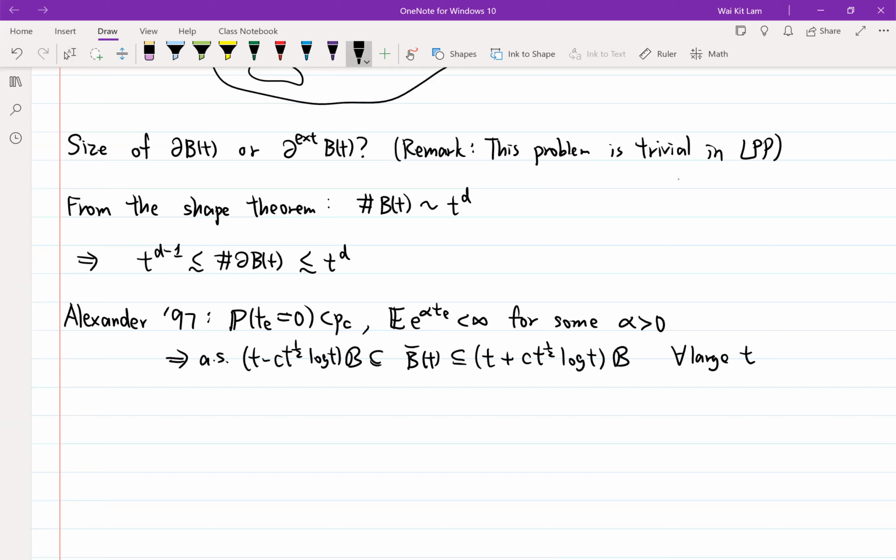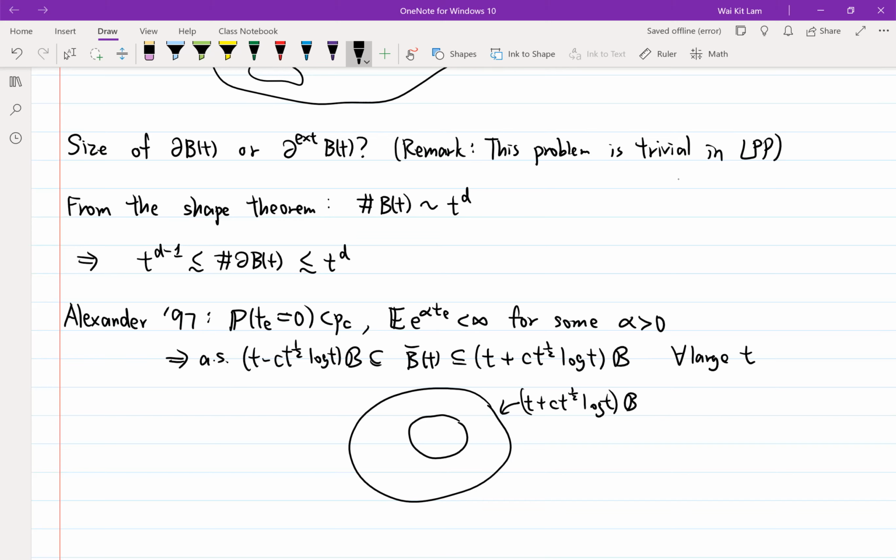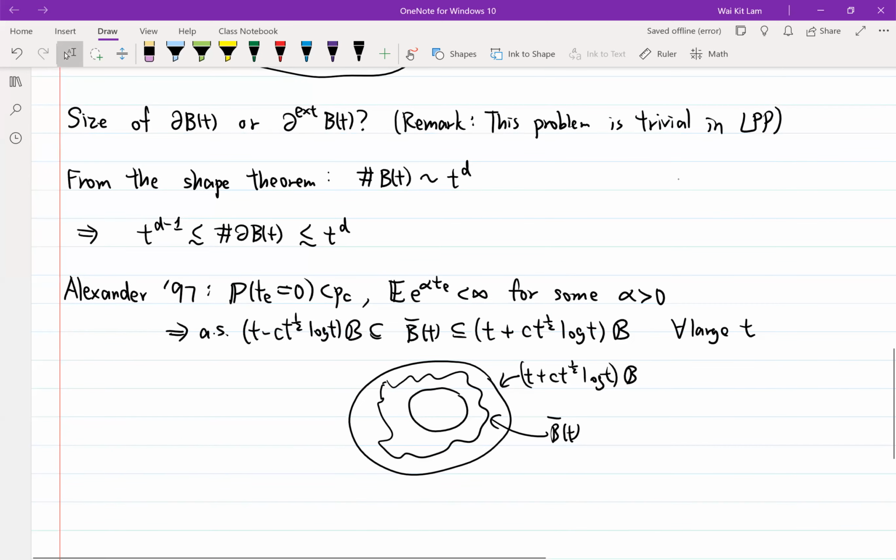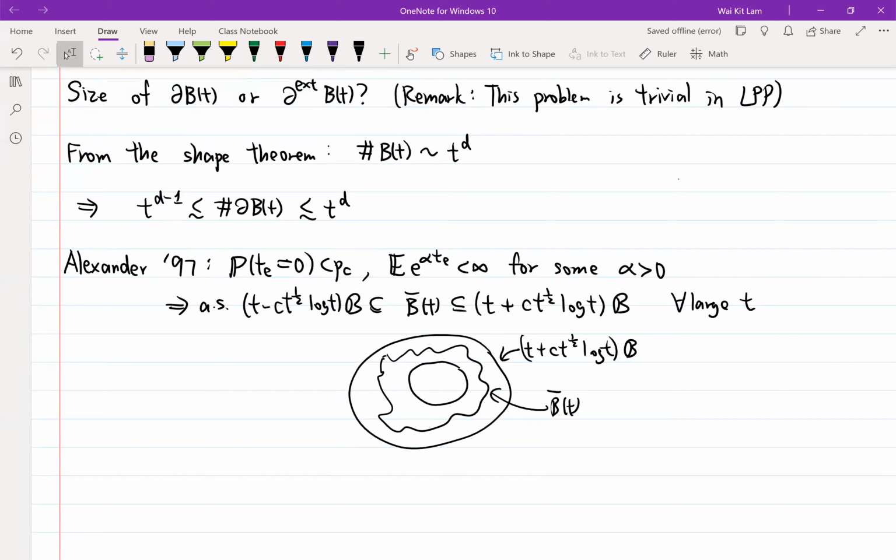So basically the picture is as follows. These are the two boundaries: the outer layer is t plus t to the 1/2 log t times B, and the one inside is t minus that, and the BT will lie somewhere here. So this is BT bar. This happens for large t. There are some refinements of this result. I think there are some improvements: you can essentially replace this log of t by square root of log of t, and you can also reduce the moment assumption. But in any case, the picture is not that different from this one.